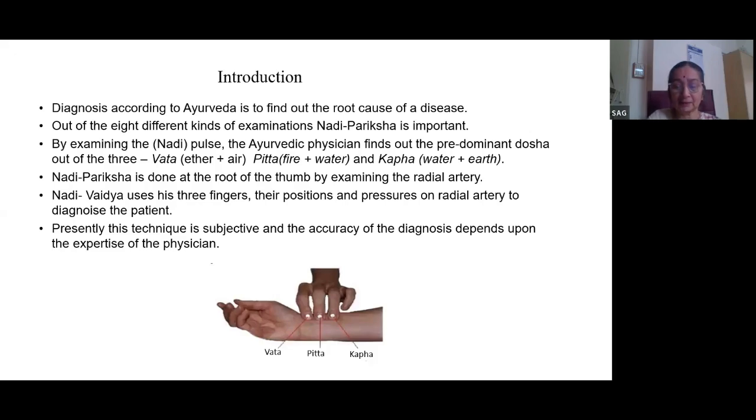So this Nadi Pariksha, as you can see from the figure given down, is done at the root of the thumb by examining the radial artery. And there are 3 points on this finger where you feel the Nadi. And Nadi Vaidya uses his 3 fingers and their positions and the pressure on the radial artery to diagnose the patient. Now, presently, this technique, of course, is subjective, and the accuracy of the diagnosis depends upon the expertise of the expert or Nadi Vaidya.